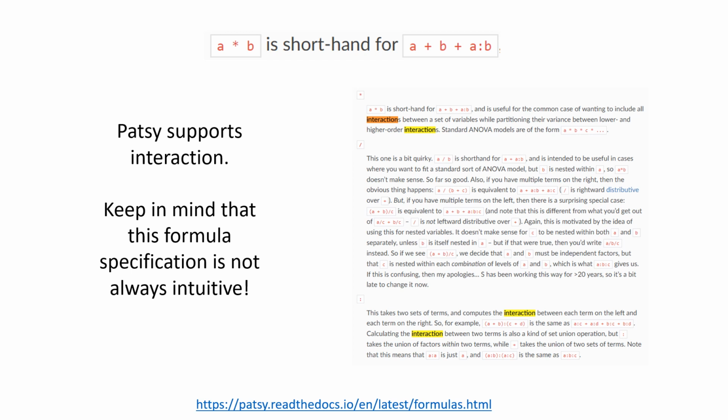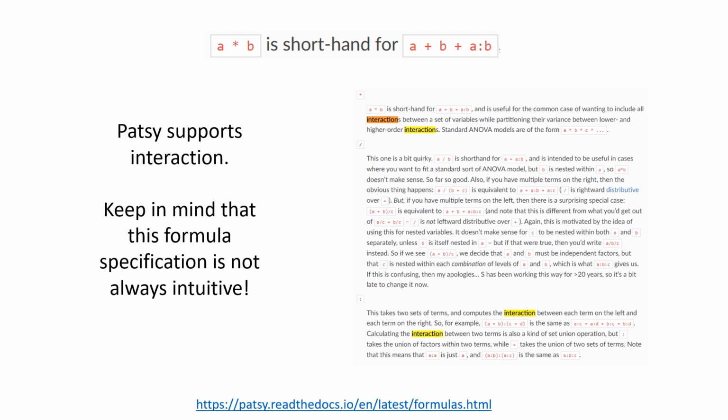So including interaction effects is pretty easy in statsmodels, or with the Patsy language. Essentially, all you need to do is put in the asterisk, which is shorthand for including both of the variables plus the interaction between them. If you just want to write an interaction, you can use the colon operator to do that.